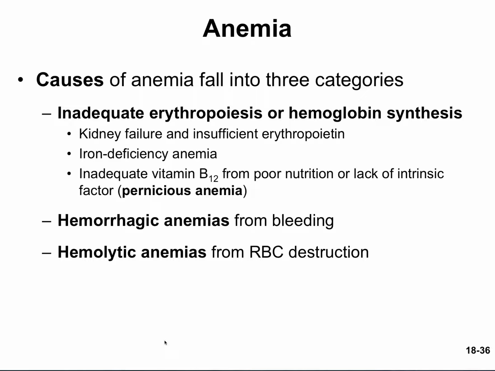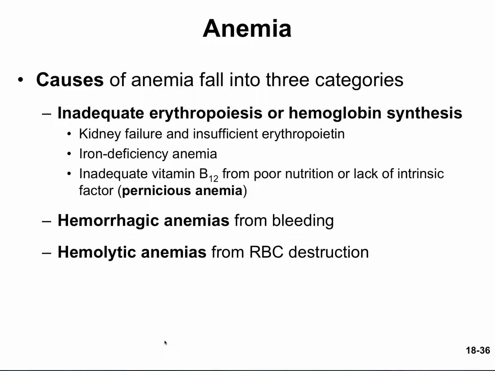Hemorrhage anemias come from bleeding. Inadequate erythropoiesis or hemoglobin synthesis can be caused by kidney failure, iron deficiency anemia, or pernicious anemia. Pernicious anemia is especially dangerous in elderly people. It's an autoimmune disease in which antibodies destroy stomach tissue.